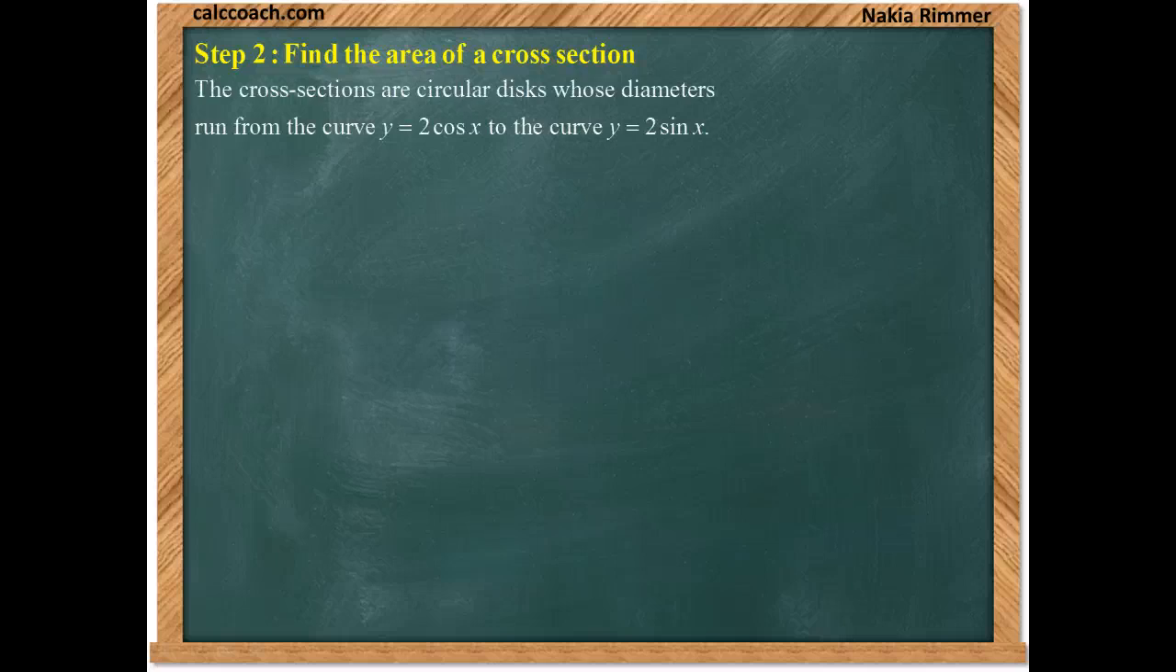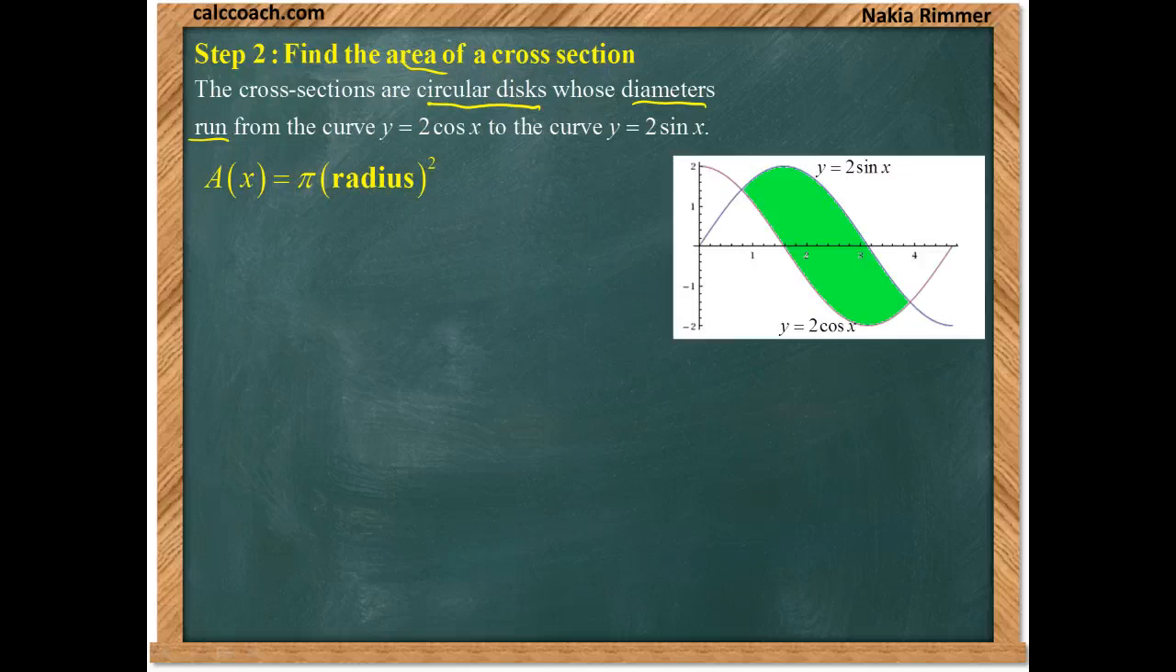Okay. So let's go back to what it said. It said the cross sections are circular disks whose diameters run from the one curve to the other. If you want to find the area of a circular disk, it's pi r squared. Here's the drawing again. And the diameters run from the one curve to the other. Don't get that confused with the radius. That's a diameter, the difference between those two curves: twice sine x, the upper curve, minus twice cosine x, the lower curve.